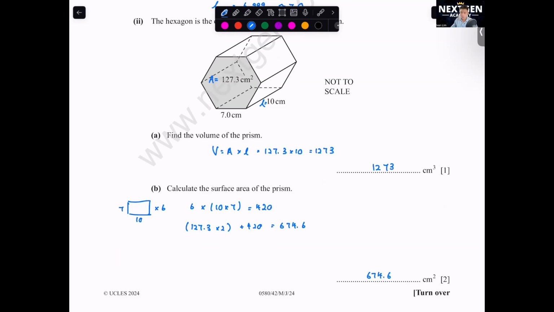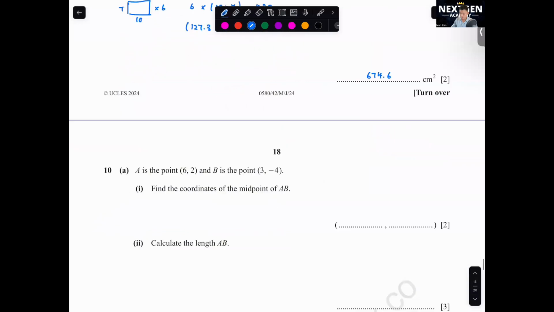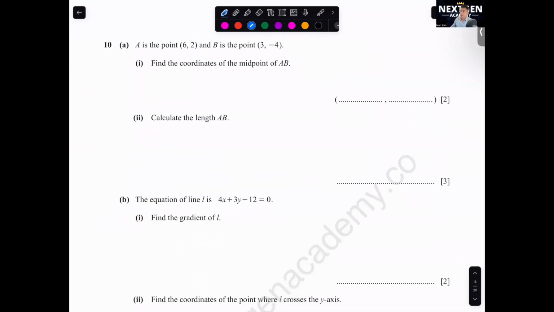2 more questions. Be careful, don't use the MF formula. Number 10. A is the point (6, 2), B is the point (3, -4). Find the coordinates of the midpoint. So this whole question is on your straight line and coordinate geometry. So midpoint will be (6 plus 3) over 2, (2 minus 4) divided by 2. You will get (4.5, -1). You can write 9 over 2 also, okay, but normally for points, I'll write it in decimal if can.